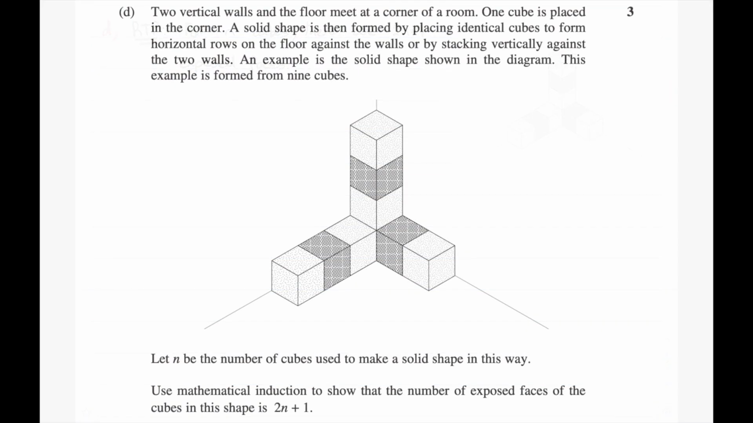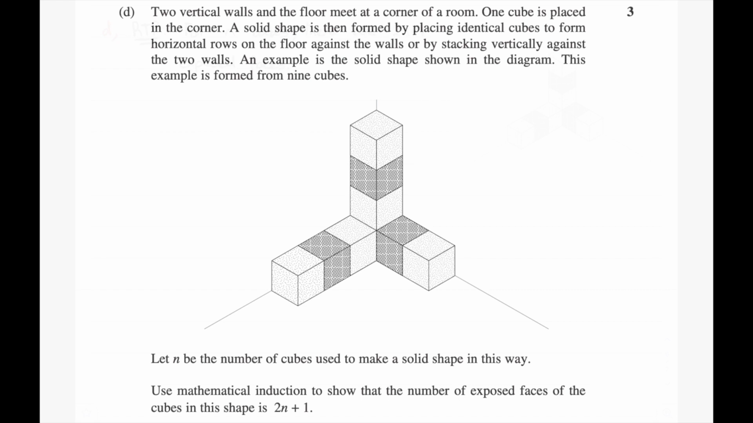Question D. Two vertical walls and the floor meet at a corner of a room. One cube is placed in the corner. A solid shape is then formed by placing identical cubes to form horizontal rows on the floor against the walls, or by stacking vertically against the two walls. An example is the solid shape shown in the diagram. The example is formed from 9 cubes. So they've given us an example of what they're talking about.